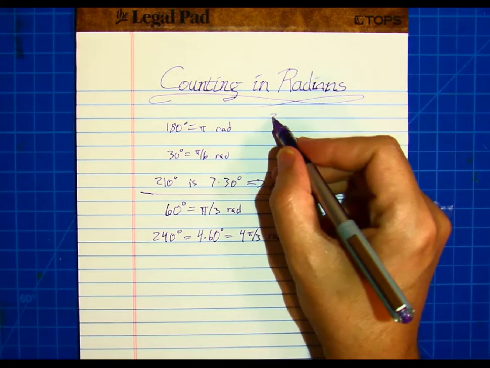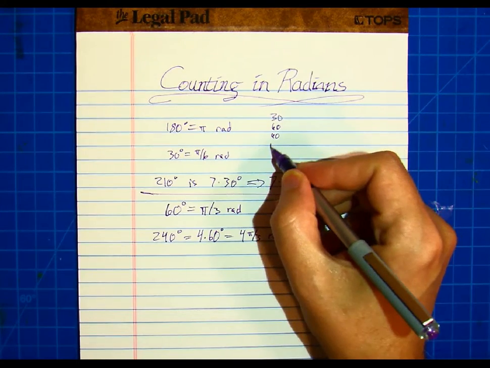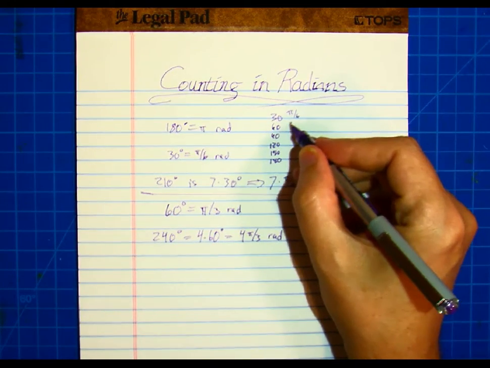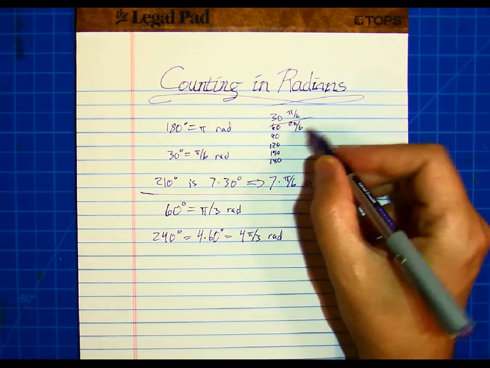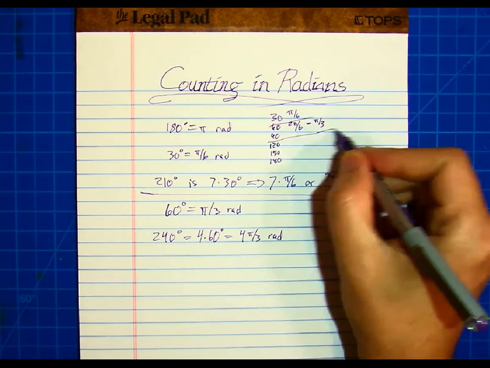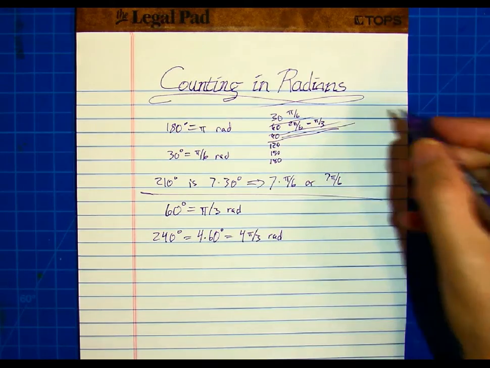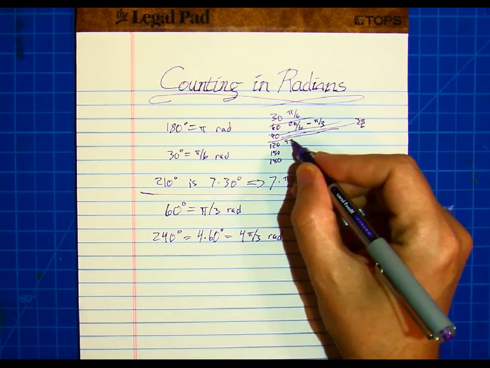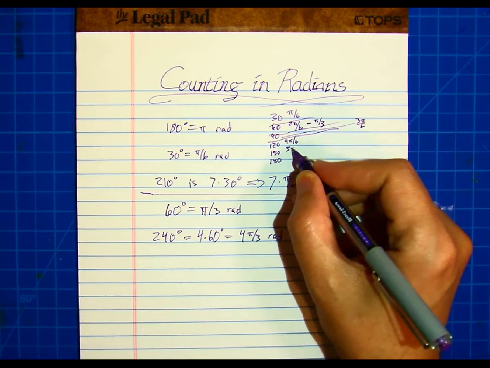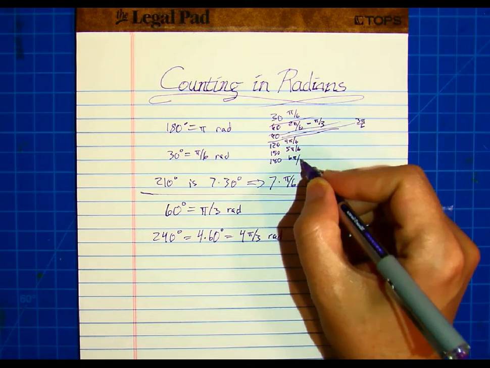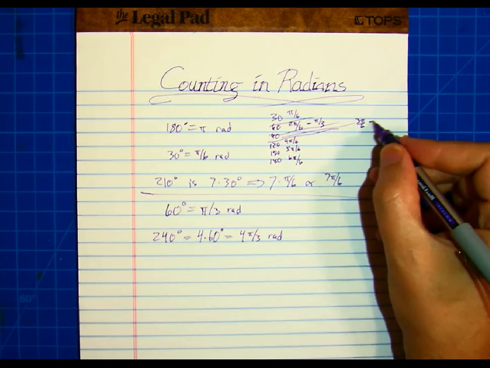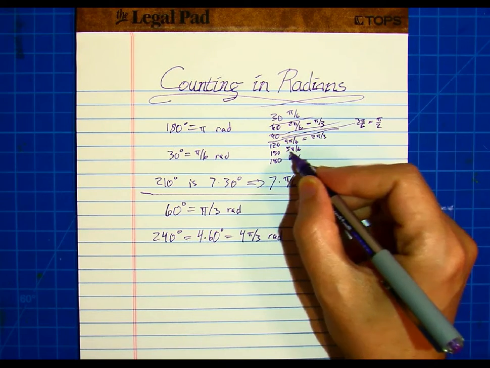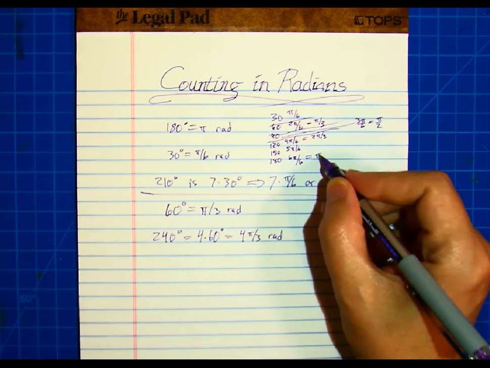You could do 30, 60, 90, 120, 150, 180, and that's pi over 6, 2 pi over 6. 2 pi over 6, though, is pi over 3. 90 degrees, I planned my spacing on this page very badly, but 90 degrees would be 3 pi over 6. 120 degrees is 4 pi over 6. 150 is 5 pi over 6, 180 is 6 pi over 6. And then simplify these. 3 pi over 6 is pi over 2. 4 pi over 6 is 2 pi over 3. 5 pi over 6 you have to leave as it is. 6 pi over 6 you just call pi.